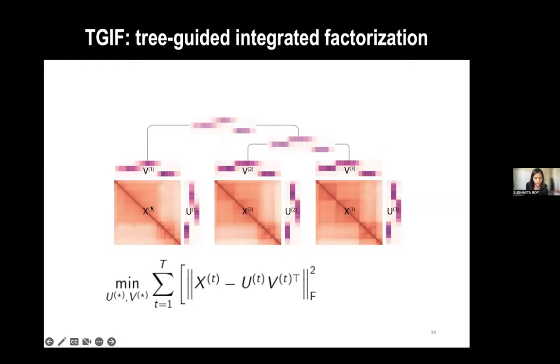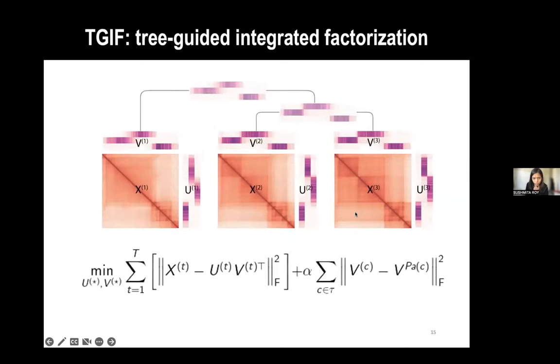In this example we have three different conditions. For each of those conditions we have a Hi-C matrix, and for each we want to get a low dimensional representation by trying to optimize this objective. We also want to do it simultaneously for each of our tasks, which are 1, 2, and 3. We want to do that while also minimizing the differences between the Vs, which is one of the dimensions, such that two conditions that are close together have similar low dimensional spaces, more so than conditions that are further apart. And alpha is a regularization term that controls the extent to which you want to impose this sharing of information.